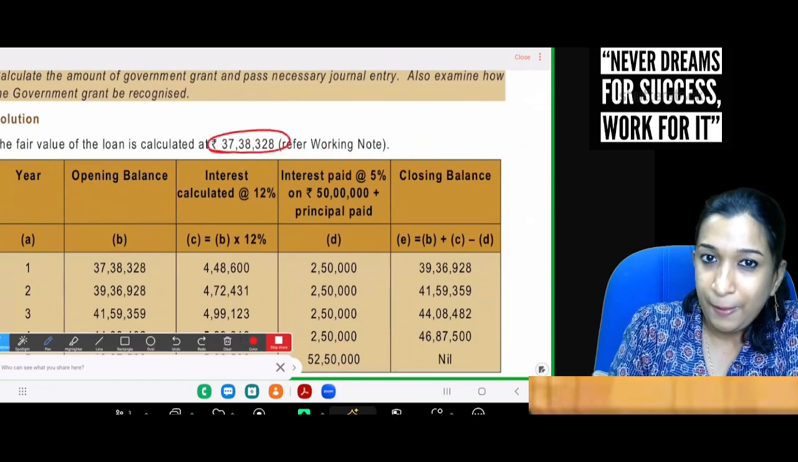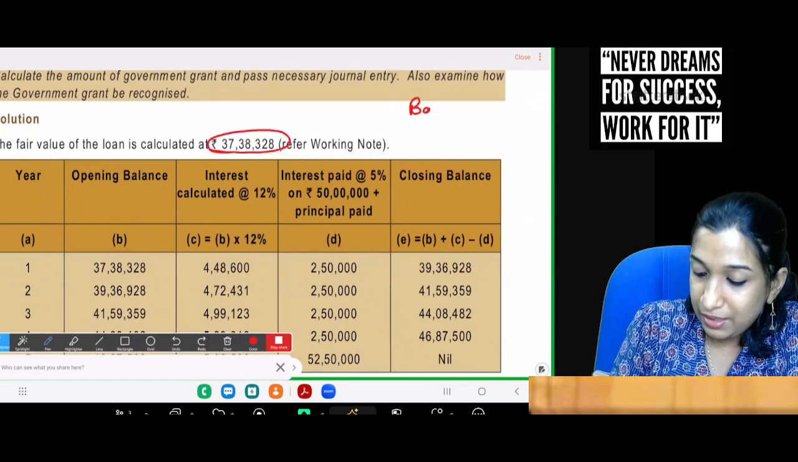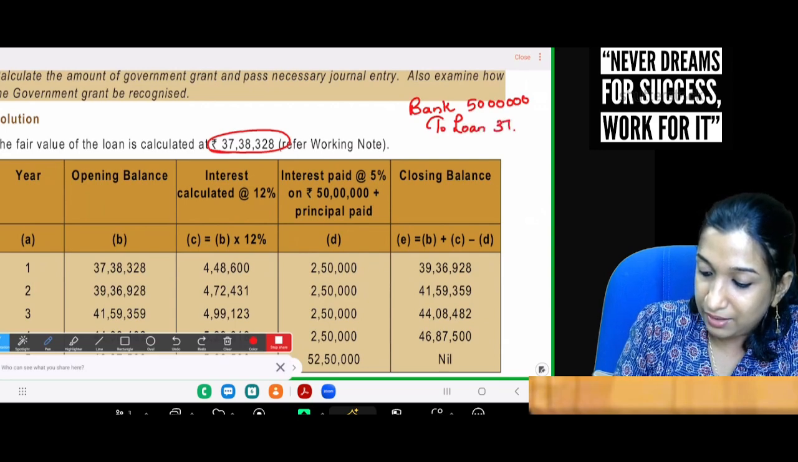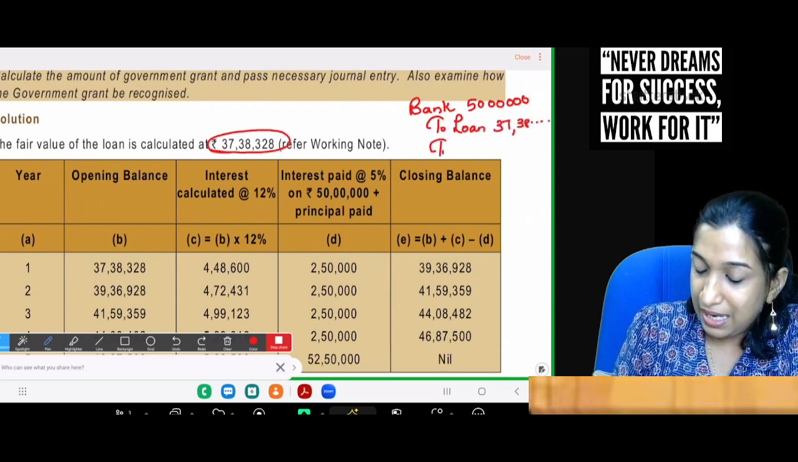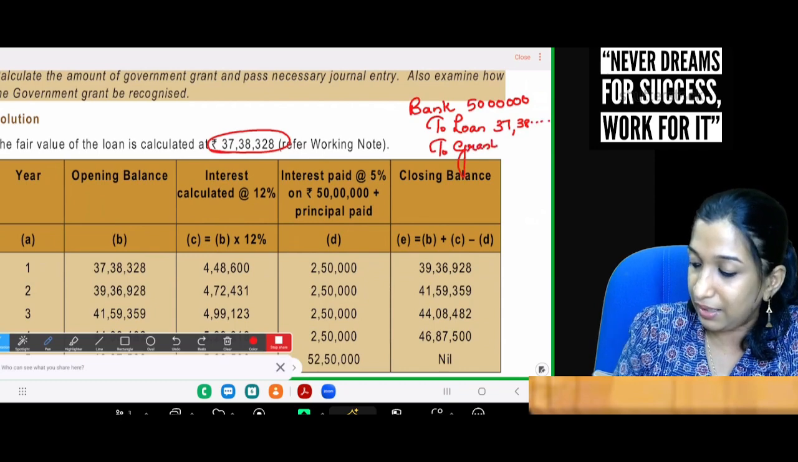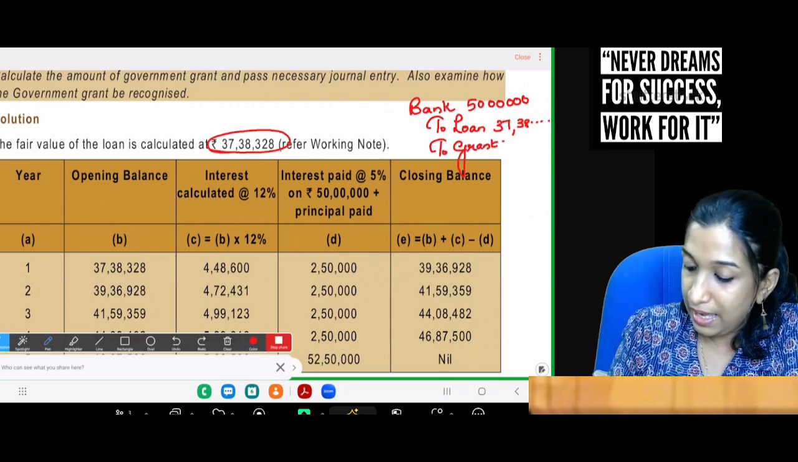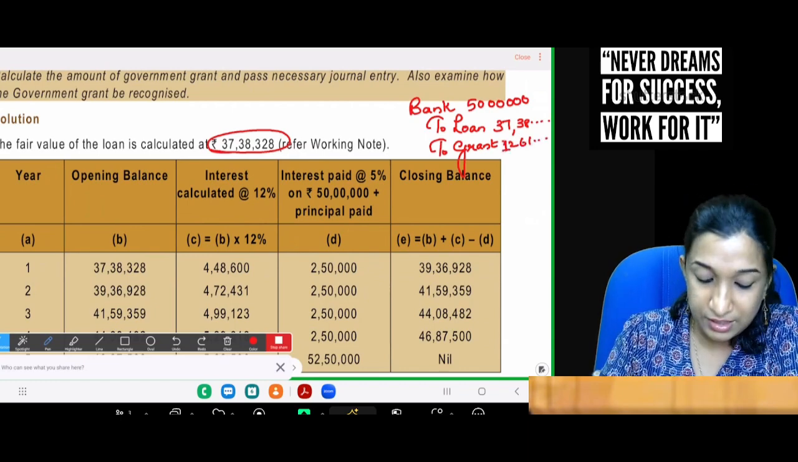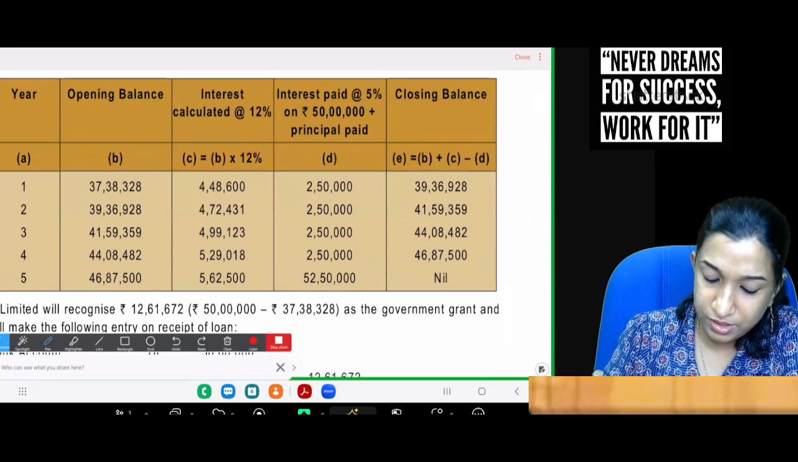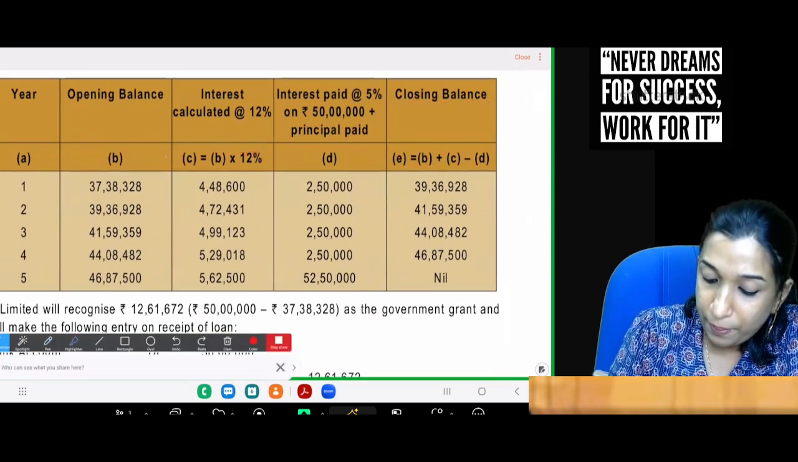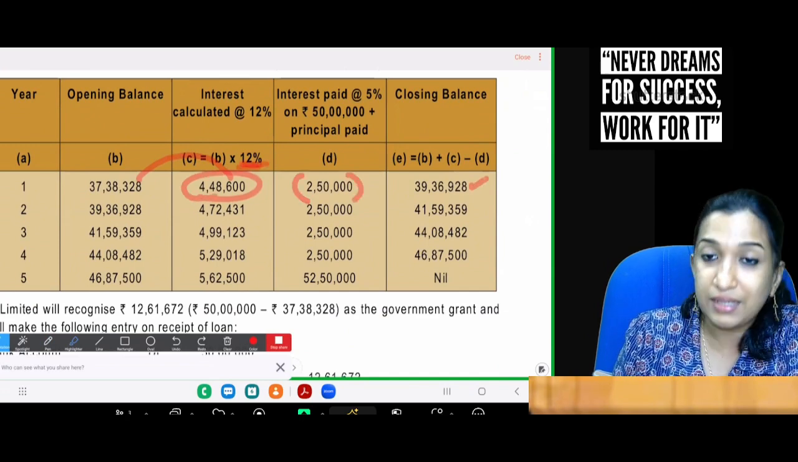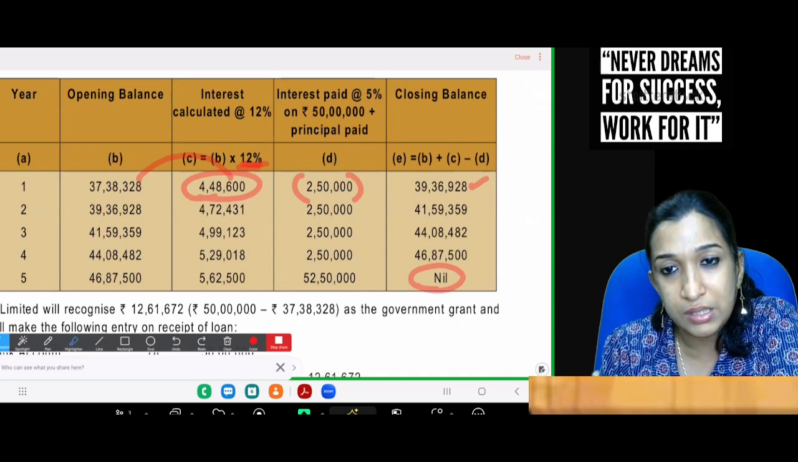So bank account debit. You received 50 lakhs. To loan you will record this 37 lakh 38,000 something. The balance will be recorded as government grant, 12 lakh 61,000 something. Now, what is the treatment of loan? Loan will be amortized. You know, you have studied financial instruments: opening balance, interest unwinded at 12%, repayment, closing balance, and accordingly the loan will be closed.